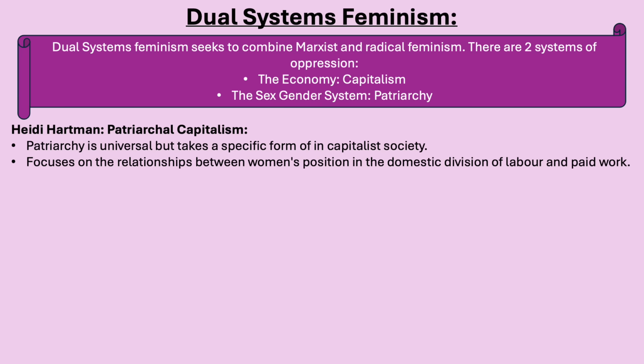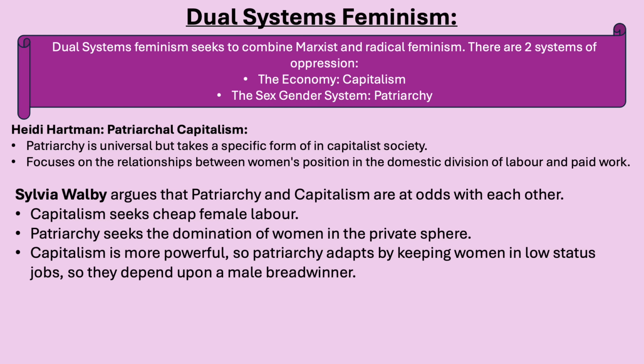Hartman discusses patriarchal capitalism by saying patriarchy is universal but takes a specific form in capitalist societies, which focuses on the relationships between women's position in domestic division of labour and paid work. Warby argues that patriarchy and capitalism are at odds with each other. Capitalism seeks cheap female labour, patriarchy seeks the domination of women in private sphere, and capitalism is more powerful, so patriarchy adapts by keeping women in low status jobs so they depend upon a male breadwinner.